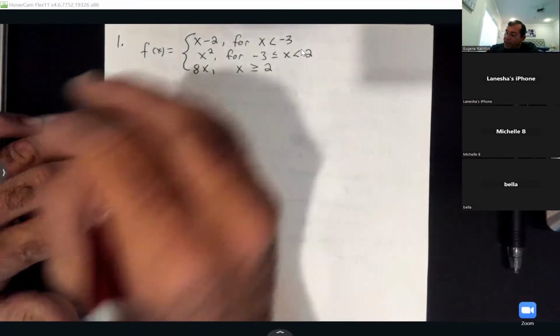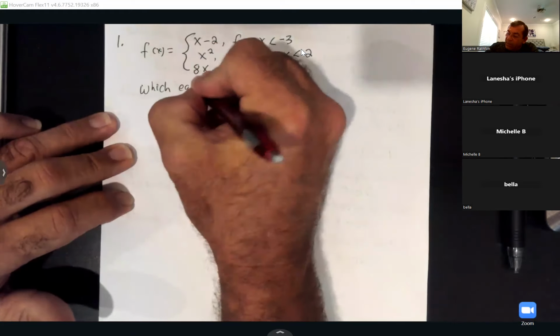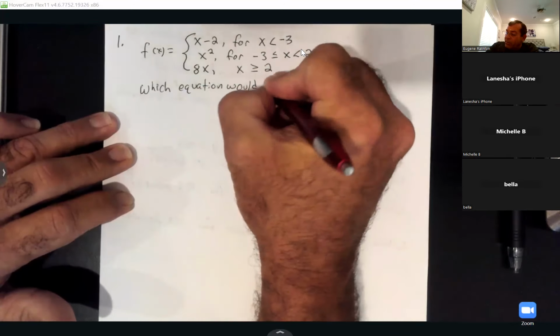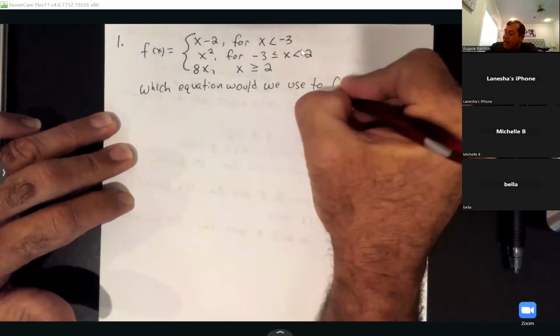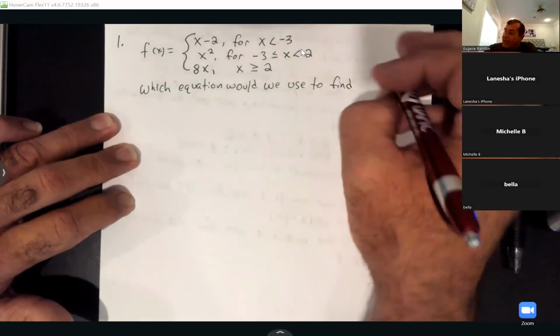So the question is, which equation would we use to find f of -9?